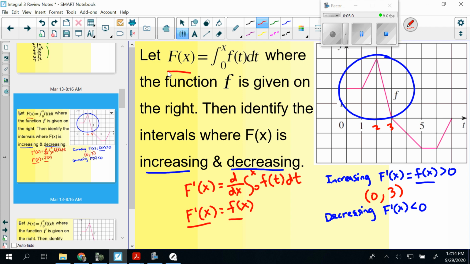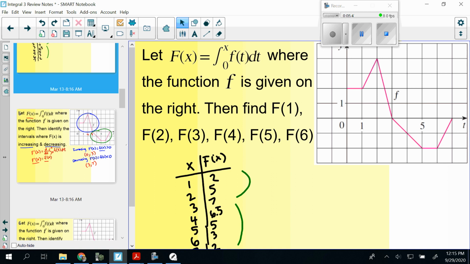To figure out decreasing, it's very similar. We want to find where the derivative is negative, or less than 0. But by the fundamental theorem, we also know that's equal to f of x. Where's that less than 0? On our graph, we can see that that's right here. That's where we have negative points. And so that's where this one is decreasing. It's going to be decreasing on the interval from 3 to 7. Those are the places where it's decreasing.